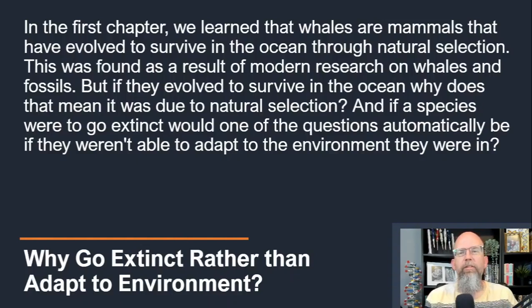In the first chapter, we learned that whales are mammals that have evolved to survive in the ocean through natural selection. But this was found as a result of modern research on whales and fossils. But if they evolved to survive in the oceans, why does this mean it was due to natural selection? And if a species were to go extinct, would one of the questions automatically be if they weren't able to adapt to the environment they were living in? I'm not sure I read that right. Oh, I think the idea is, why would they go extinct rather than adapt? Hey, if they were so good at adapting by natural selection to this particular environment, survival in the sea, and then they go extinct, well, does that mean they weren't able to adapt?